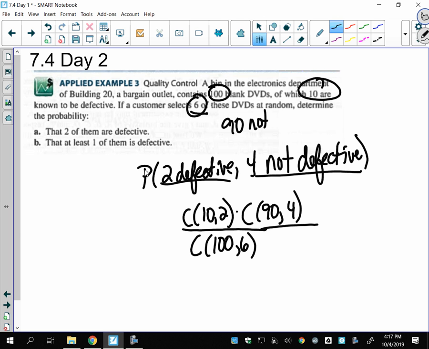And so we can check this. Remind me in class if you don't remember how to do this. But you should get like 0.096 as your answer. So that would be like a 9.6% chance of that happening.